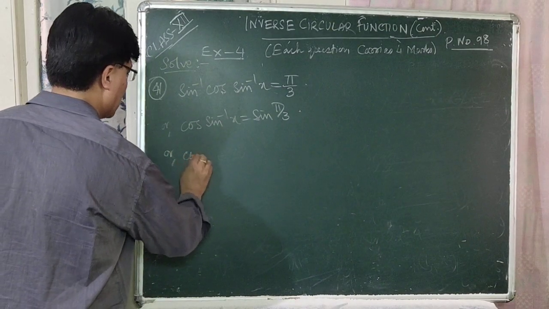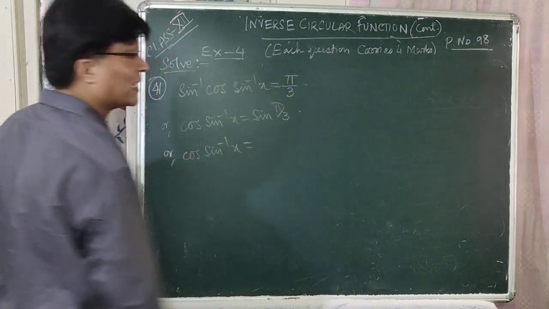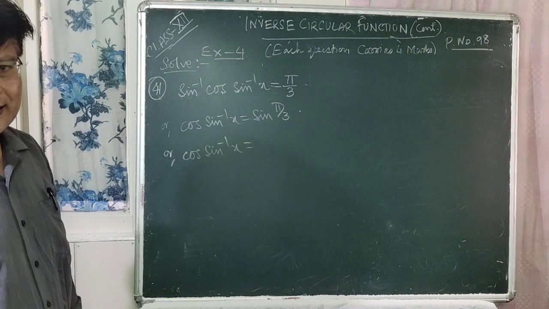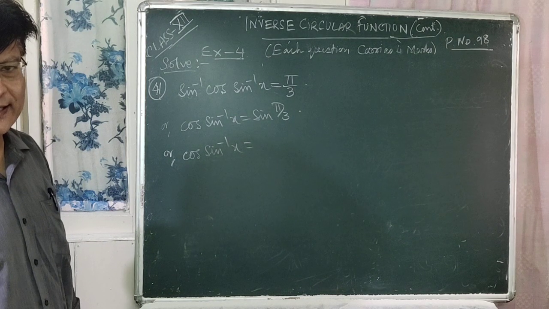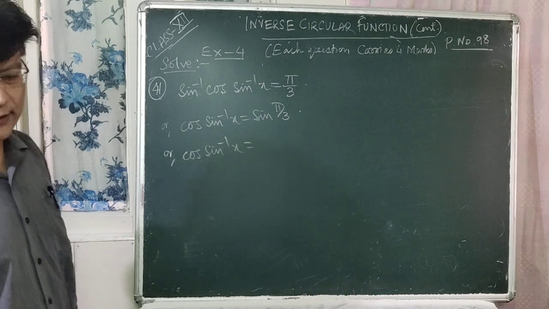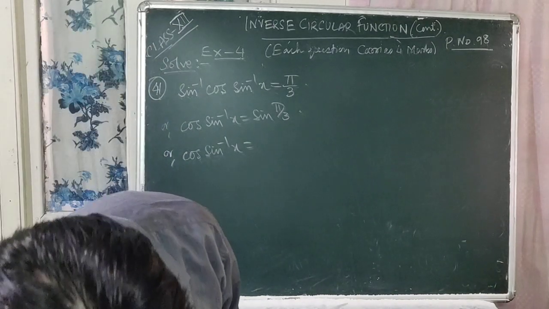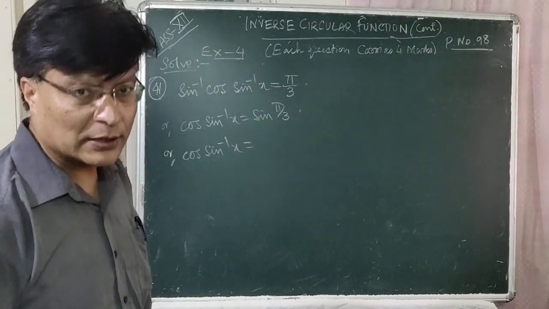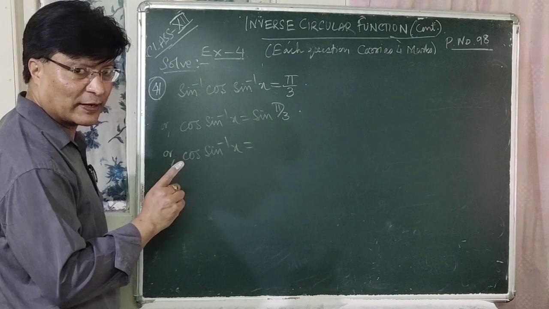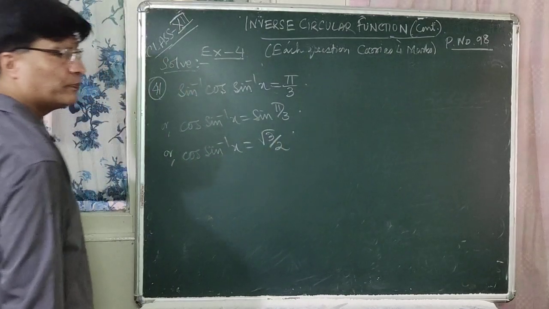Or cos sin inverse x is equal to, this is your sin 60 degree. What is the value for sin 60 degree? Can you tell me? It is root 3 by 2. So you can write it, it is root 3 by 2, sin 60 degree. You know the value for sin 60 degree, which is root 3 by 2.